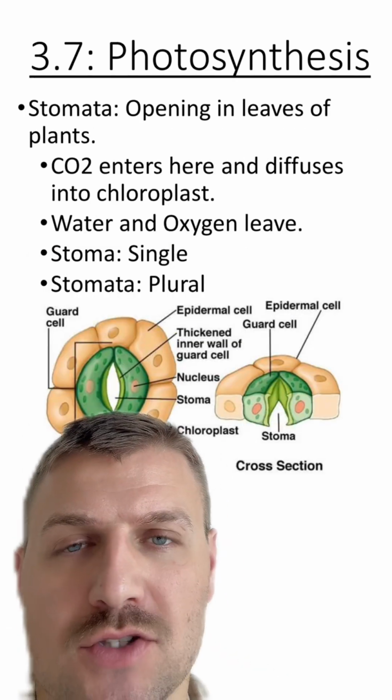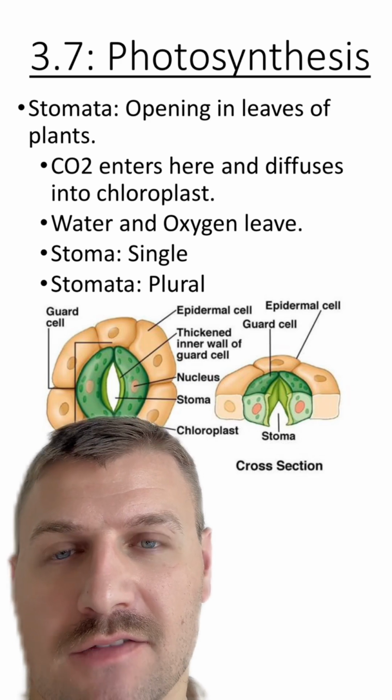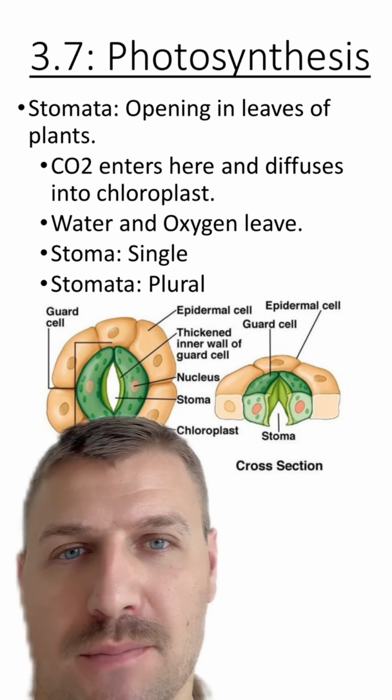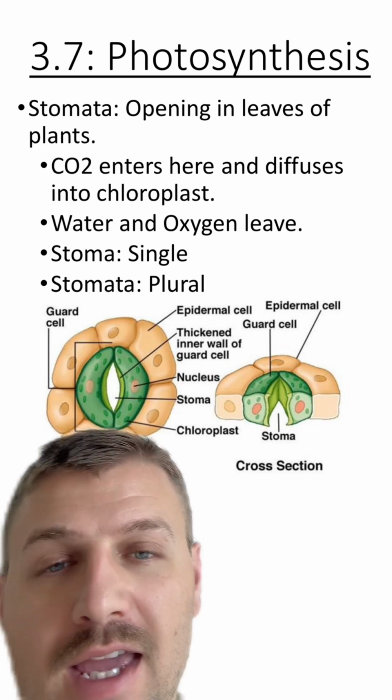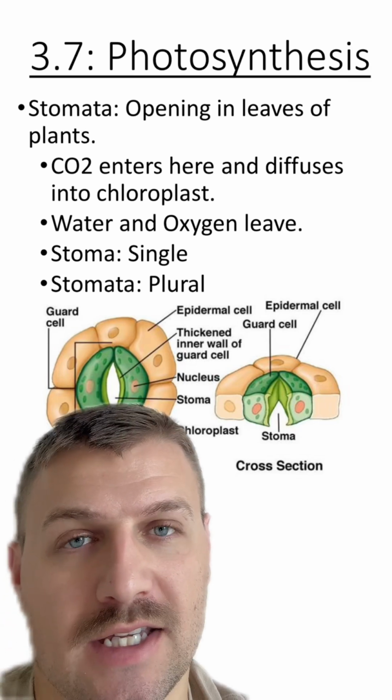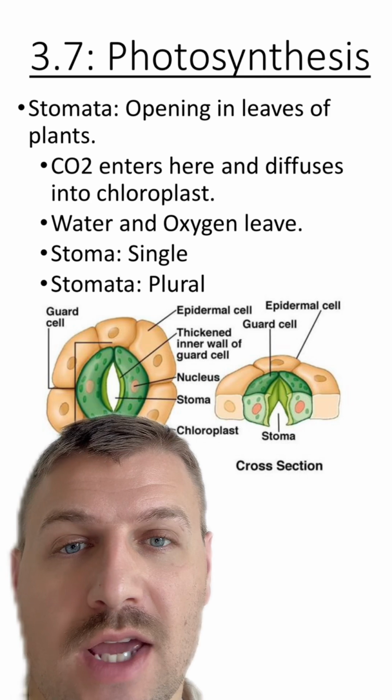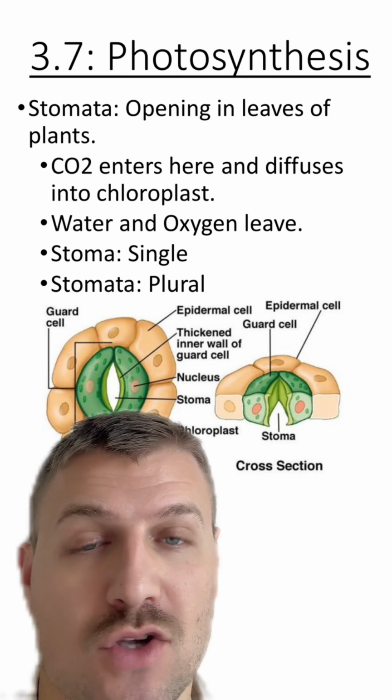I mentioned before, but stomata are the openings on the underside of leaves. In this whole unit, we're going to really focus on plant life. CO2 is going to enter through here through diffusion, and water and oxygen are going to leave. A single one of these is going to be called a stoma, while many are stomata.